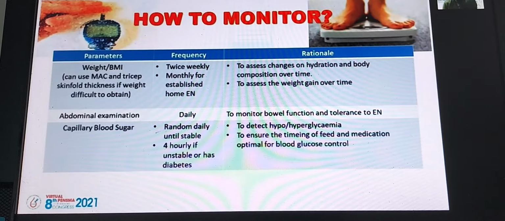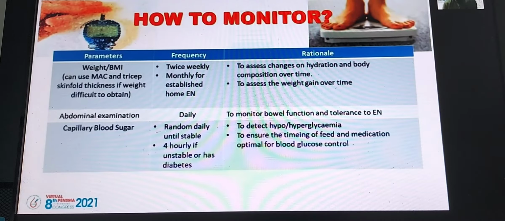If the patient is in the ward, we should examine the abdomen daily. Look for any evidence of abdominal distension. Look for any evidence of diarrhea, because we need to know that abdominal distension and diarrhea reflect there is an intolerance towards the enteral nutrition.